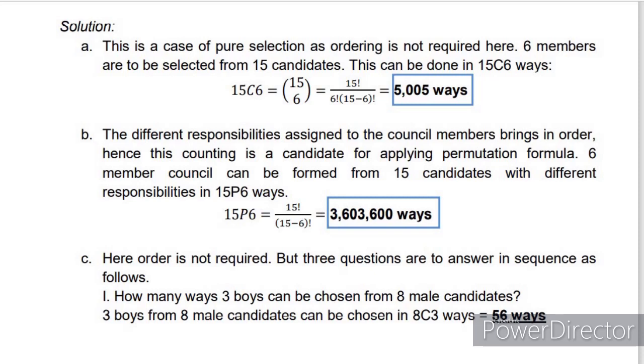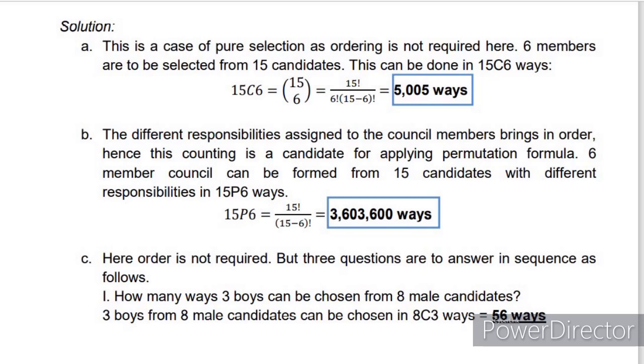So a 6-member council can be formed from 15 candidates with different responsibilities. So 15 is our n, permutation 6 is our r, which is equal to the factorial of 15 over the factorial of the quantity 15 minus 6. So it is equal to 3,603,600 ways, right?